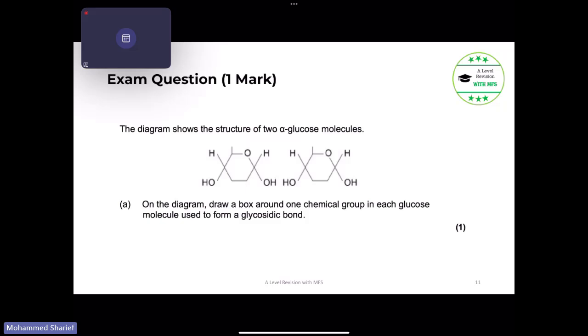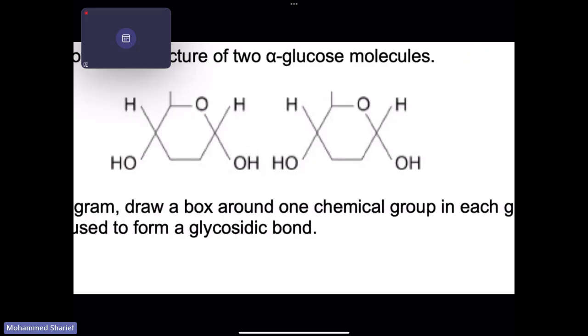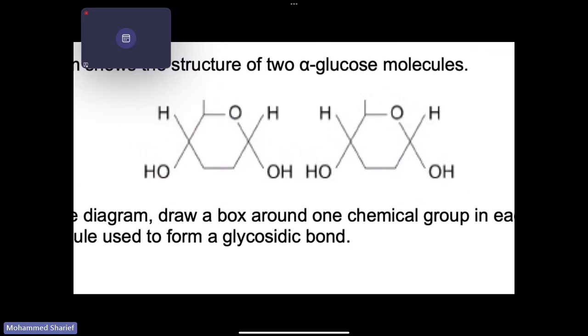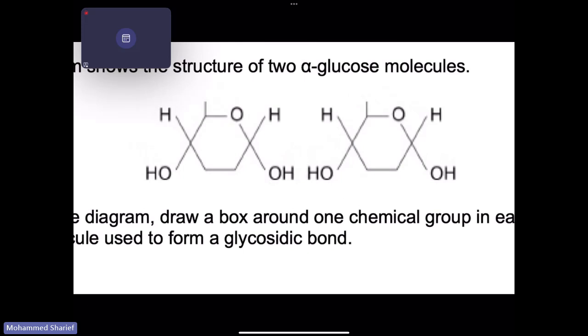Okay, so this is sort of tracking back to what we looked at in our last lesson, but we did cover it in today's lesson as well. We've got two alpha glucose molecules over here. We know that a glycosidic bond is going to form between these two alpha glucose molecules. Where is it going to form? It says draw around the chemical group, one in each of these alpha glucose molecules. So we know that this is going to form a glycosidic bond.